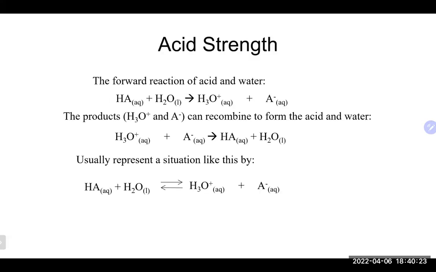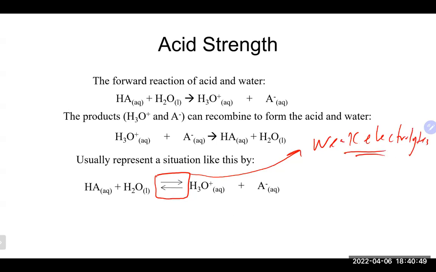The forward reaction of an acid with water is basically our acid plus our water, making our hydronium and our conjugate base. In certain cases, the products can go back the other way, and in this situation, we do represent it with those arrows heading in both directions. If you remember, we saw that with our weak electrolytes. A weak electrolyte, like a weak acid, has the ability to go both ways. I think I said earlier, HF is an example of a weak acid. It can go in both directions.